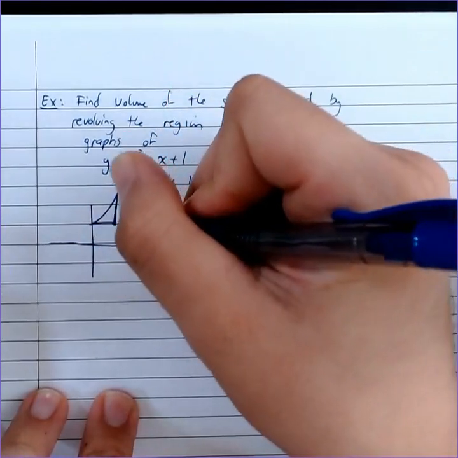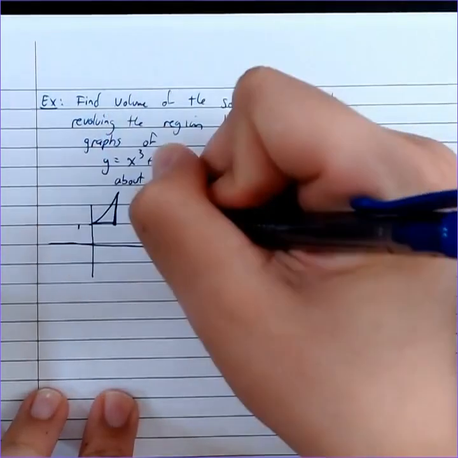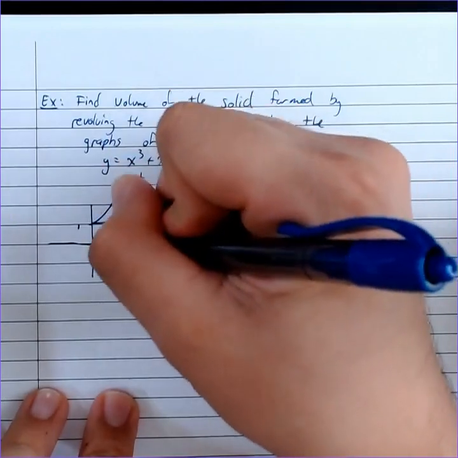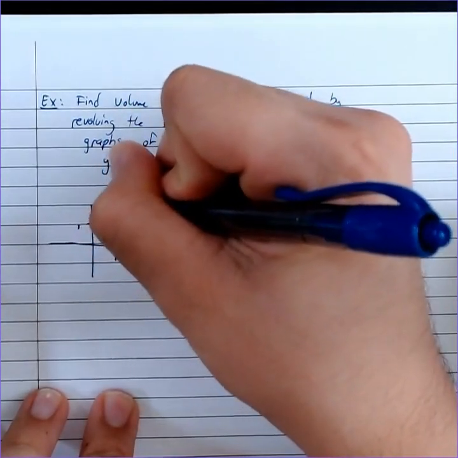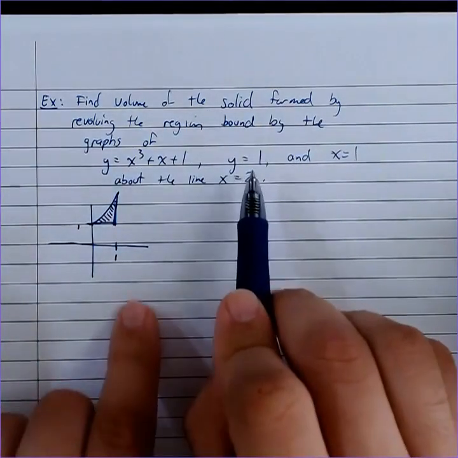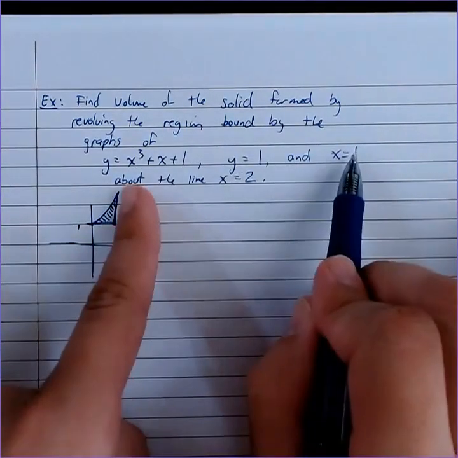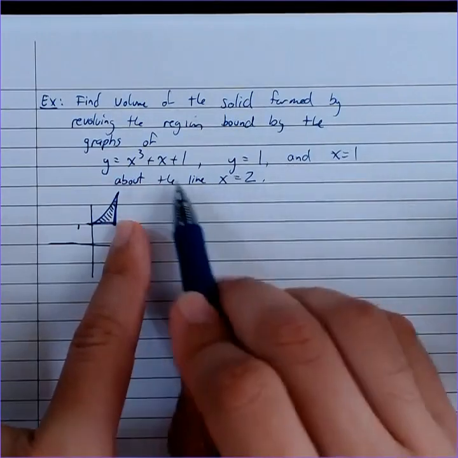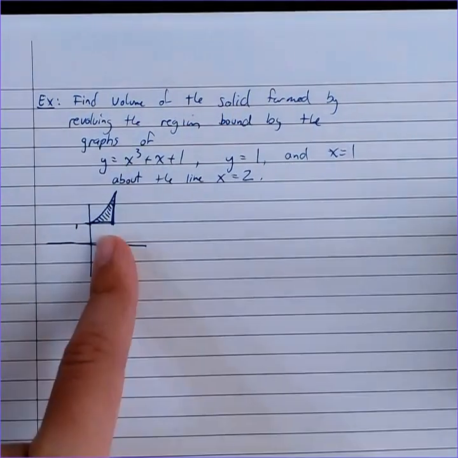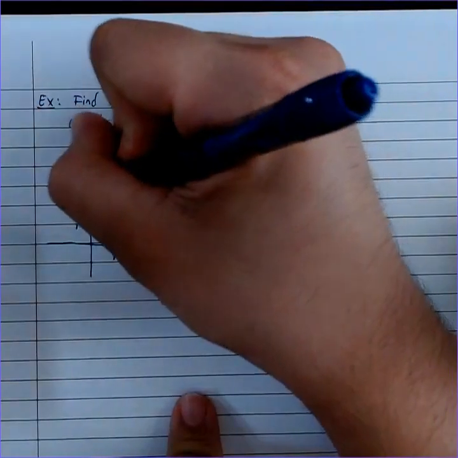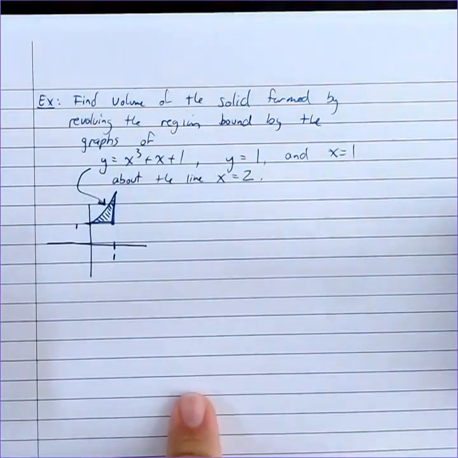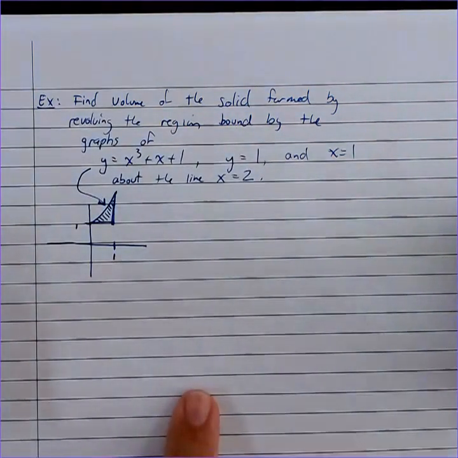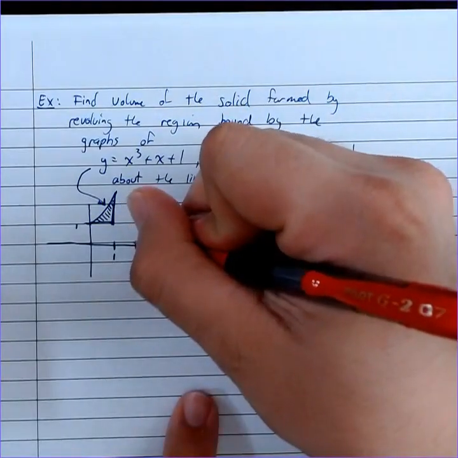All right, so here we have 1, and here we have 1. And there's our region. So it's bound between y equals 1, x equals 1, and y equals x to the third plus x plus 1. So that's this curve here. Okay, so now we're going to revolve this around the line x equals 2. Okay, so here's the line x equals 2.